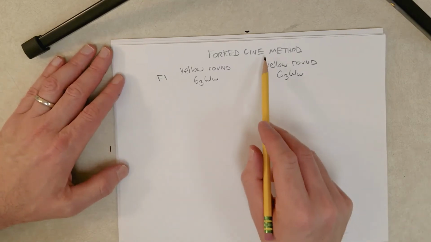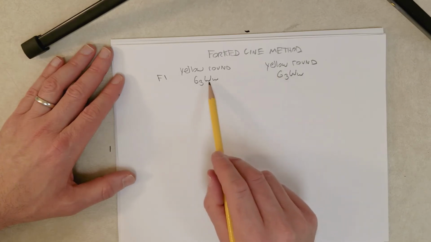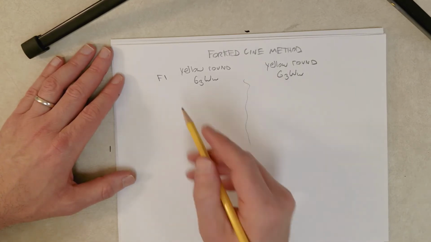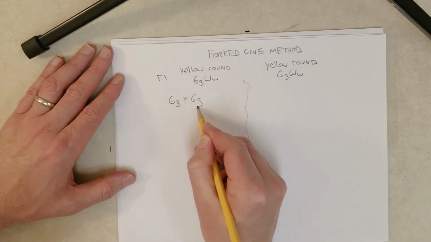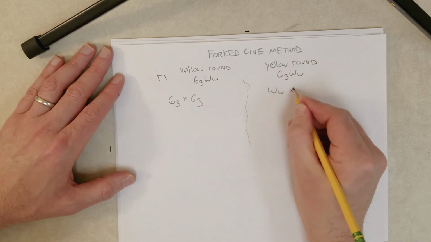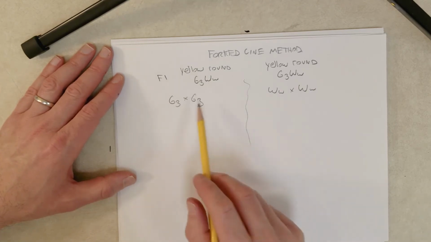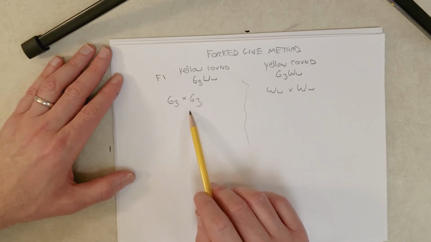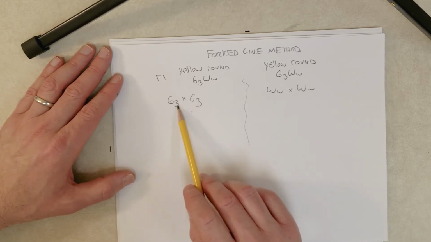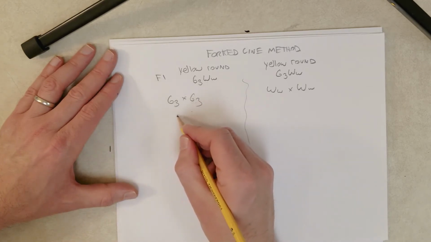And so the forked line method requires you to consider each character separately first. So pretend you're doing 2 monohybrid crosses instead of 1 dihybrid cross. And the monohybrid crosses, well, maybe you've memorized already the genotypic and phenotypic ratio of a monohybrid cross where both parents are heterozygous, right? But if not, you can do a Punnett Square.